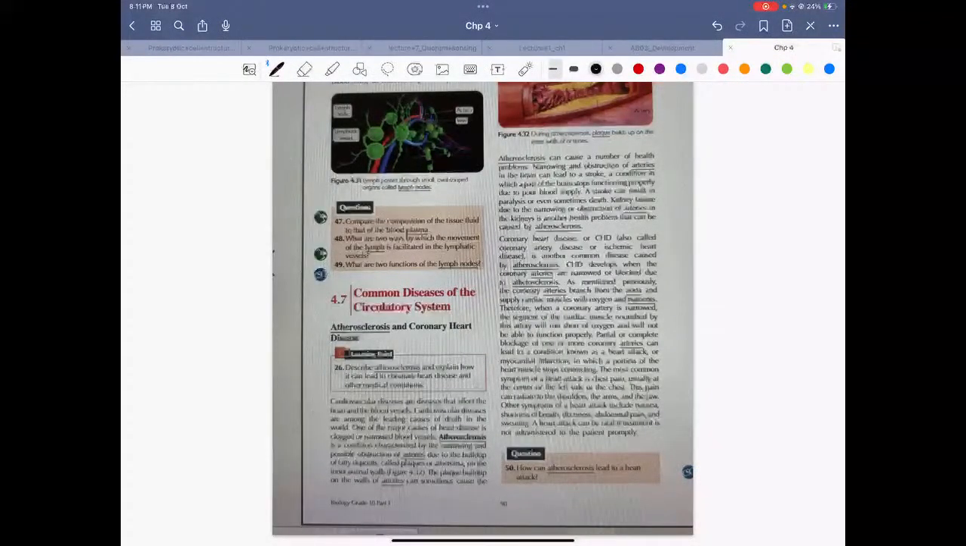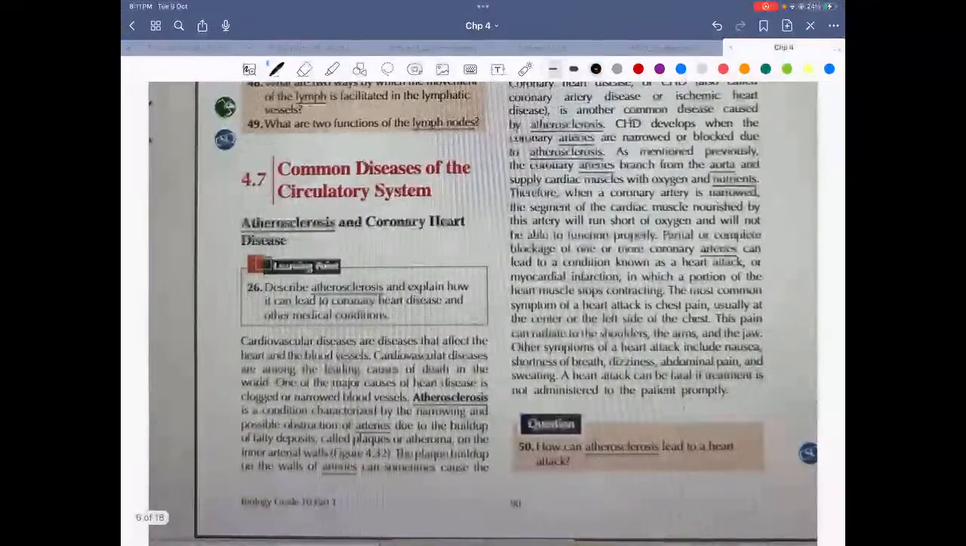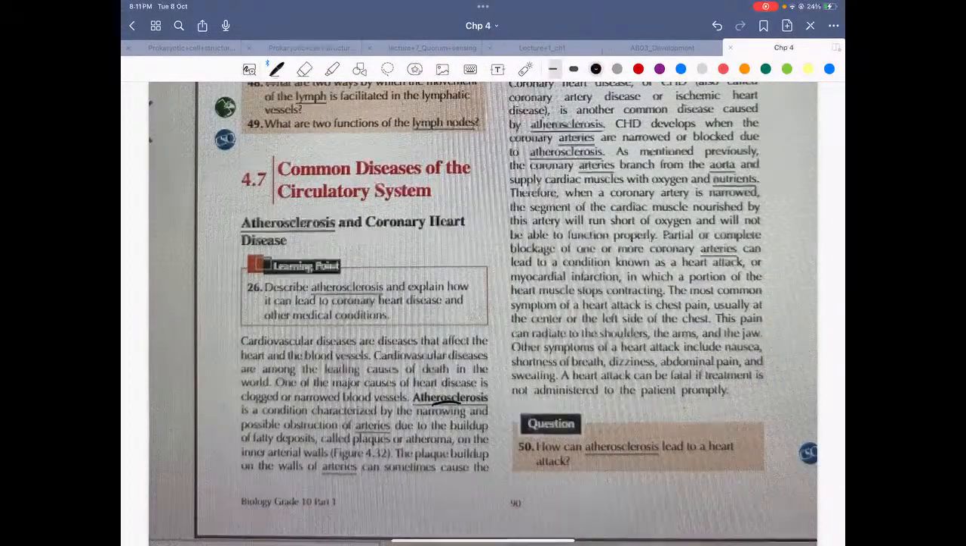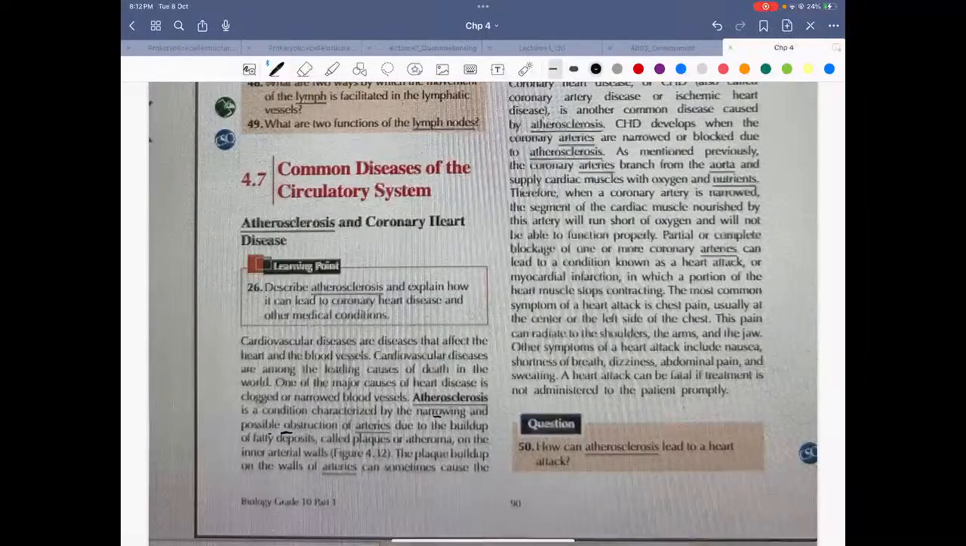Okay, I'm gonna be talking now about the common diseases of the circulatory system. So what are those diseases? Usually heart disease is called atherosclerosis. What is atherosclerosis? It's basically the narrowing down and obstruction of your arteries due to what? Due to the buildup of fatty deposits.